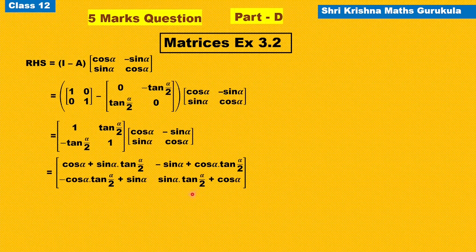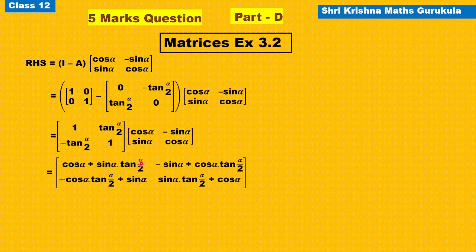Now we have to simplify and get the matrix we got for I plus A. For simplification, instead of keeping tan alpha by 2, we can write tan alpha by 2 in terms of sine and cos functions, so that we can proceed with the simplification. We know that tan theta is equal to sine theta by cos theta.